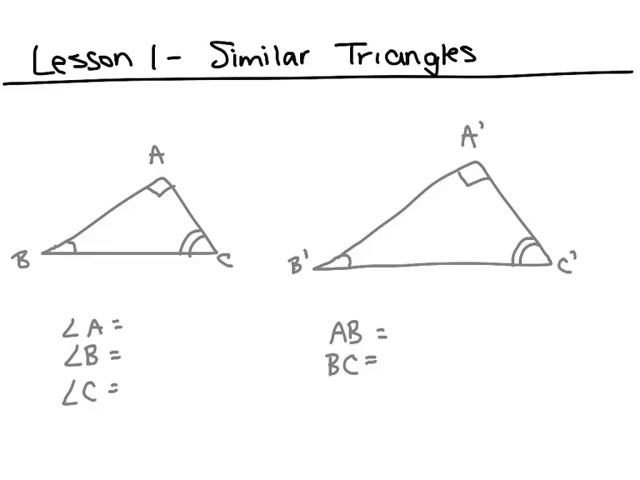Lesson 1, similar triangles. Similar triangles might be different sizes, but they're still similar to each other. The corresponding sides are sides that match, and corresponding angles are angles that match. If we look at the two following triangles, as you can see, angle A and angle A prime. Anytime you have a letter with a little dash at the top, that means prime.